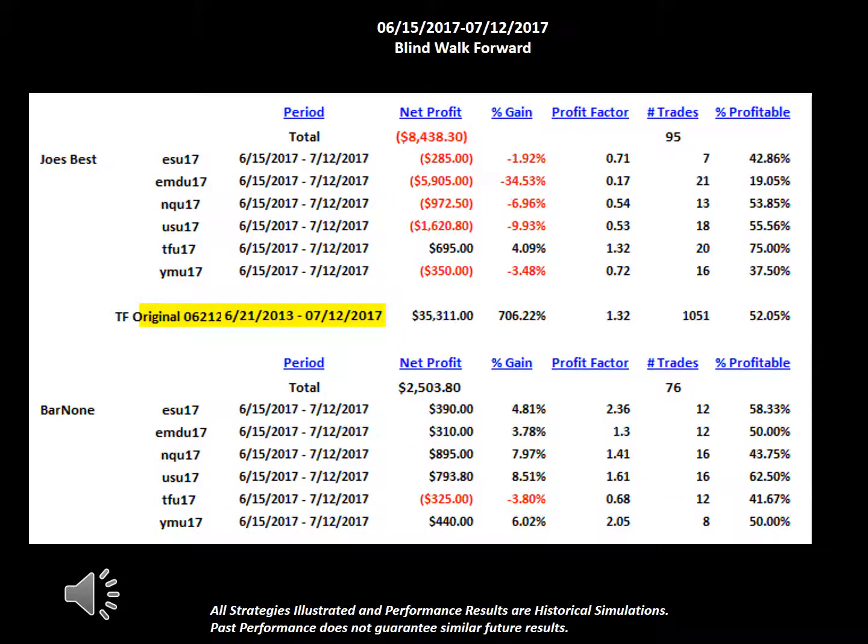Well, Joe's best was Joe's worst this month. All of them lost money except the Russell. The BarNone was the best system this month. It made $2,500, and the only one that lost money was the Russell and the BarNone.